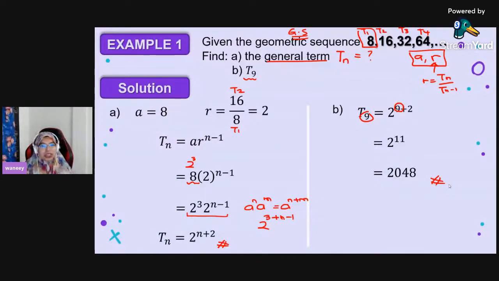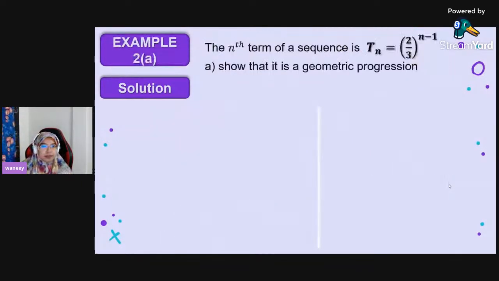Okay, so this is a simple example. Let us go to the next one. The nth term of a sequence is Tn equal to 2 over 3 to the power of n minus 1. Show that it is a geometric progression. Geometric progression is similar to geometric sequence, so you can write down GP or GS, whatever. Okay, how are we going to show that we have a geometric progression?